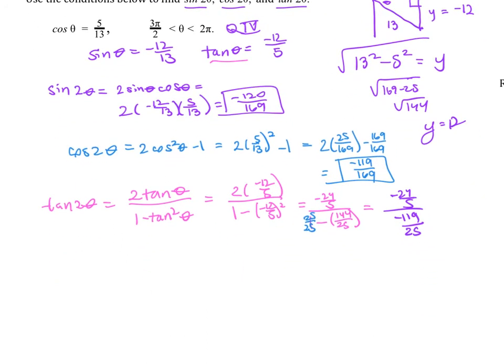So then we flip and multiply, so a lot of algebra. Negative 24 over 5 times the reciprocal 25 over 119, and that's negative. So negative times negative is positive. Let's reduce a little bit. So negative 24 times 5 is, well, they're negative, so it's going to be positive. So this is going to be 120 all over 119.